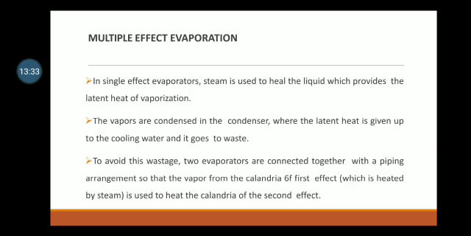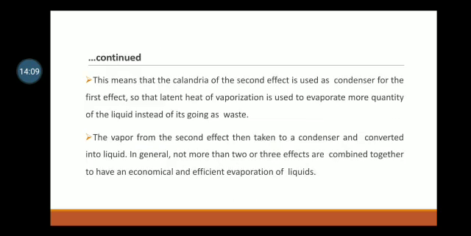Multiple effect evaporation. In a single effect evaporator, steam is used to heat the liquid which provides the latent heat of vaporization. The vapors are condensed in the condenser where the latent heat is given up to the cooling water and it goes to waste. To avoid the wastage, two evaporators are connected together with a piping arrangement so that vapor from the calandria of the first effect, which is heated by steam, is used to heat the calandria of the second effect.